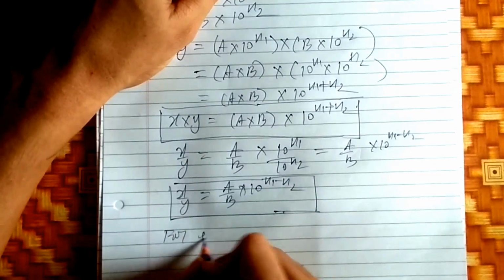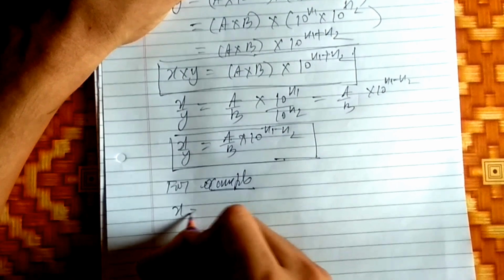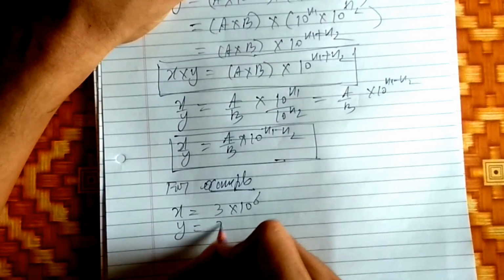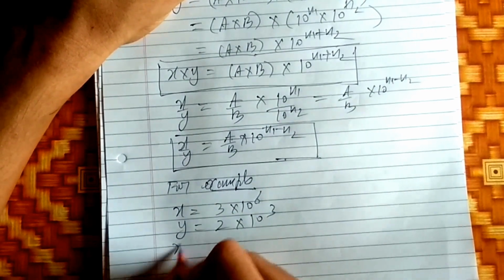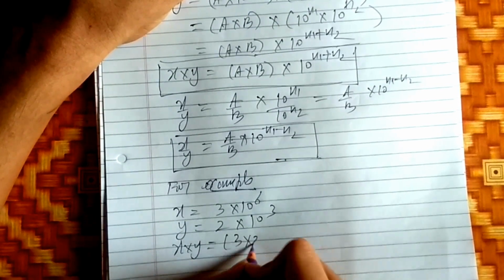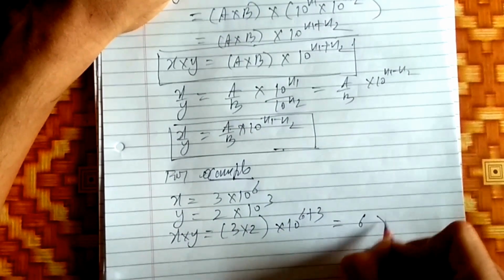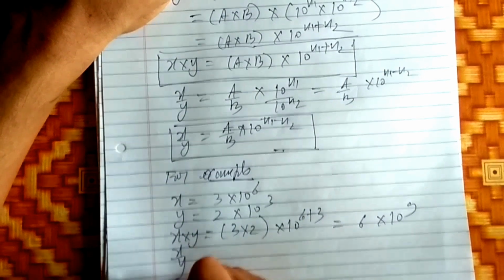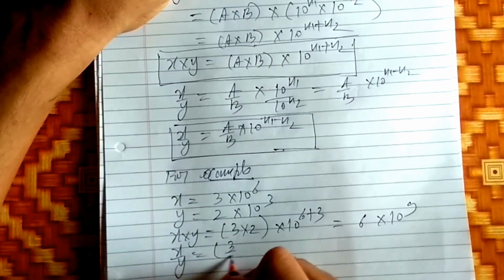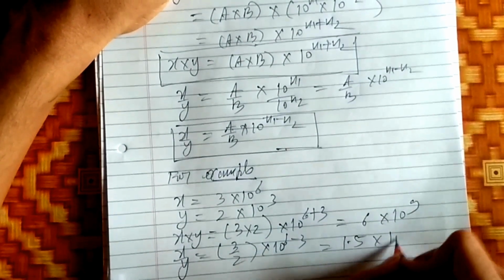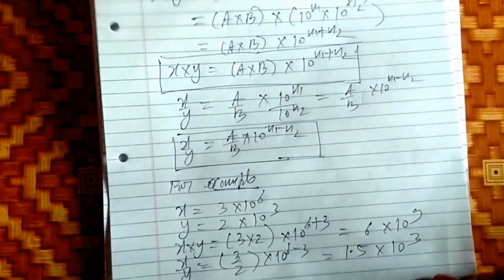Okay, for example, if x is 3 into 10 to the power 6 and y is 2 into 10 to the power 3, then x into y will be 3 into 2 into 10 to the power 6 plus 3, equal to 6 into 10 to the power 9. For x by y, it will be 3 by 2 into 10 to the power 6 minus 3, equal to 1.5 into 10 to the power 3. Got it? All right, it was simple as well.